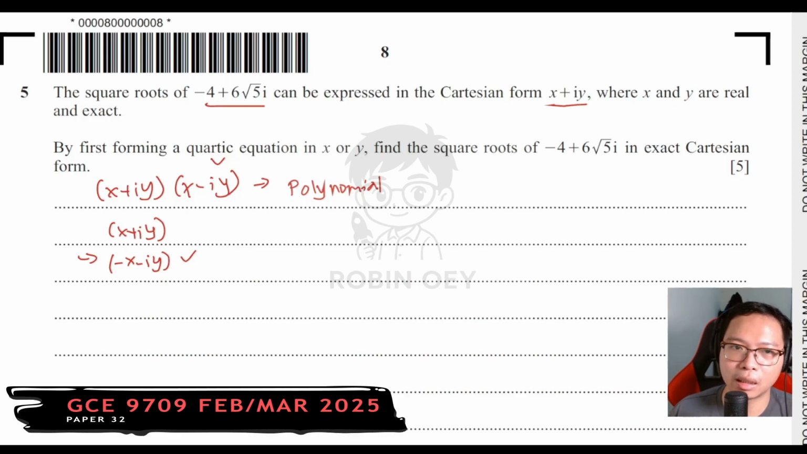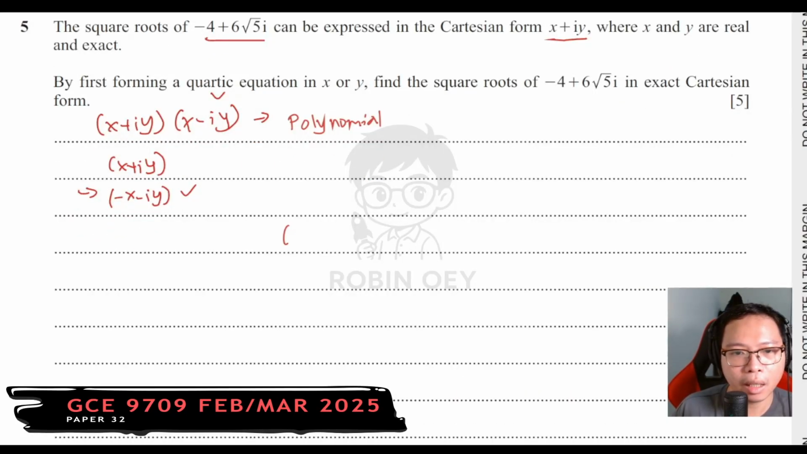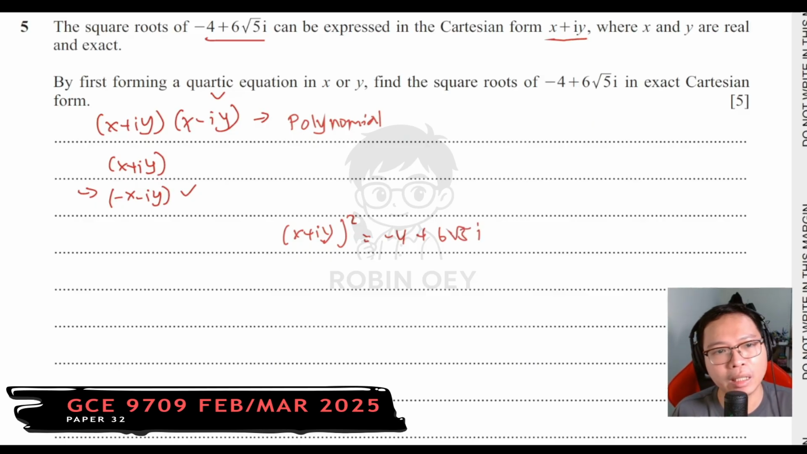So meaning that for this question we are using x plus iy squared equals negative 4 plus 6 square root of 5i. So it is not the x plus iy, x negative iy. This is where there is often a misconception. The x plus iy times the conjugate is only for polynomials with complex roots. But if the expression is already in the form of complex roots, then we just use either x plus iy squared or negative x negative iy squared.